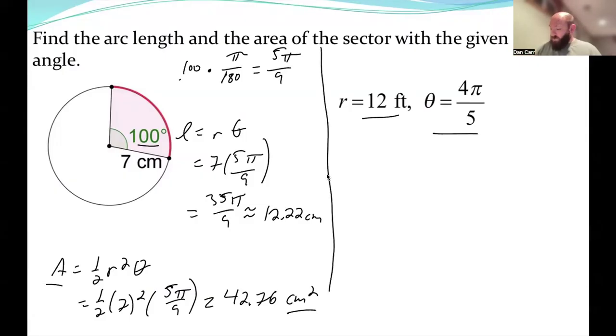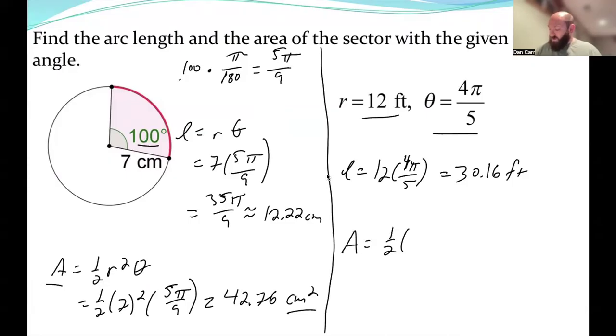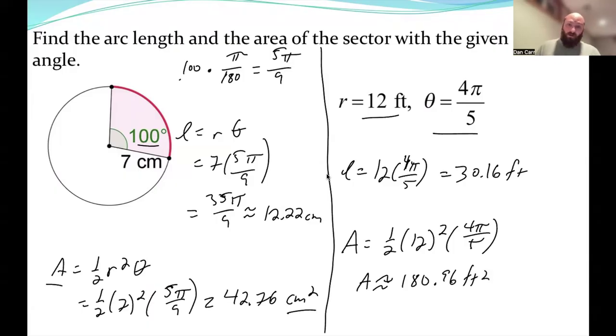For the next one, we're already in radians. So I just need to put those into their formulas. So arc length is going to be 12 times 4 pi over 5. So I just put that in my calculator and I get 30.16 feet. Okay. I don't like the way I wrote that, so let's fix that a little bit. 30.16 feet. All right, area is 1/2 the radius, so 12 squared times my theta here. Okay, so A is going to be approximately equal to 180.96 square feet when I plug that in my calculator.